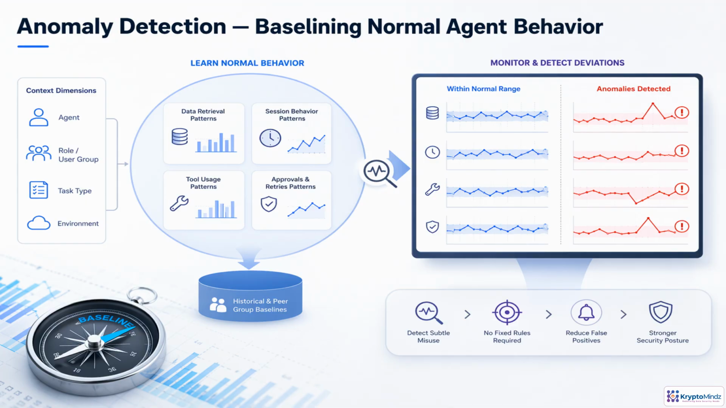Anomaly detection works best when normal behavior is learned in context. An agent supporting finance, for example, should not be compared directly with an agent supporting customer service. Build baselines by role, user group, task type, and environment. Then track patterns such as tool calls, data volume, source sensitivity, query frequency, session length, retries, and approvals. The goal is not to flag every difference. It is to spot behavior that is unusual for that agent's own history and peer group, so subtle misuse stands out without overwhelming teams with false positives.